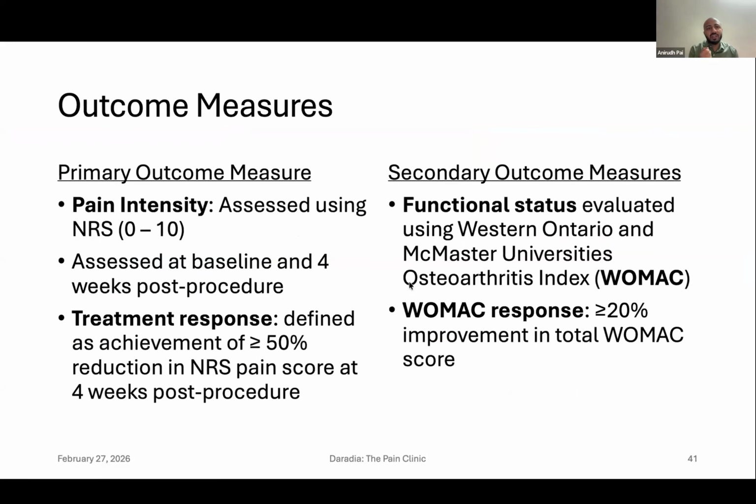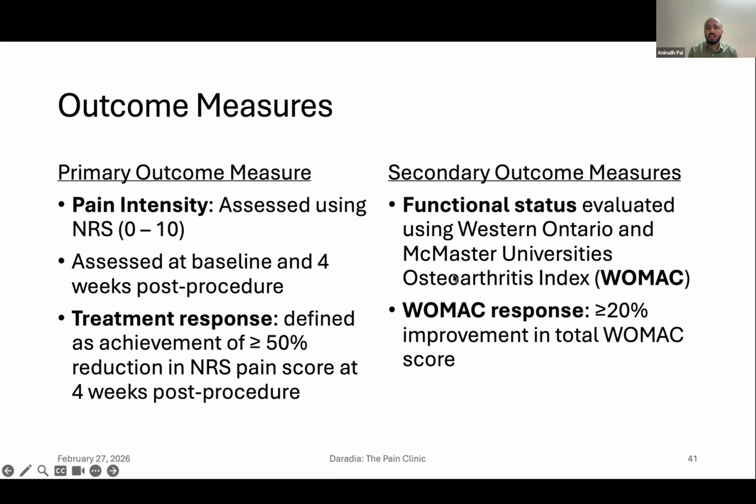So what were the outcome measures? The primary outcome measure was pain intensity. This was assessed using the NRS, that is 0 to 10, at baseline and 4 weeks post-procedure. Treatment response was defined as a greater than or equal to 50% reduction in the NRS score 4 weeks post-procedure. The secondary outcome was to evaluate whether the patient's functional status had improved.